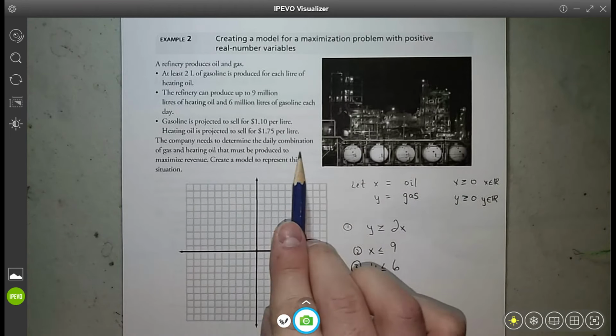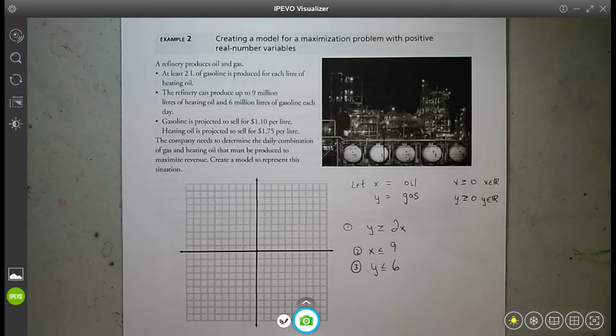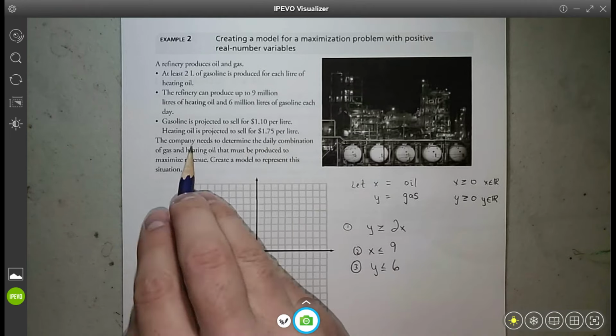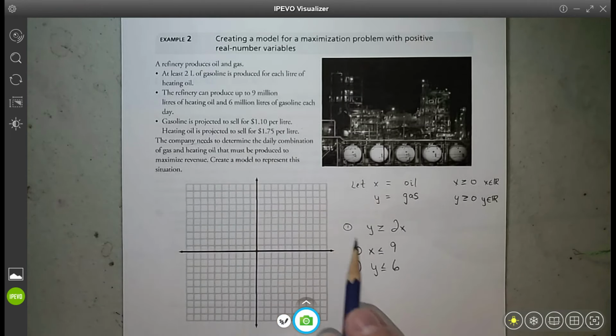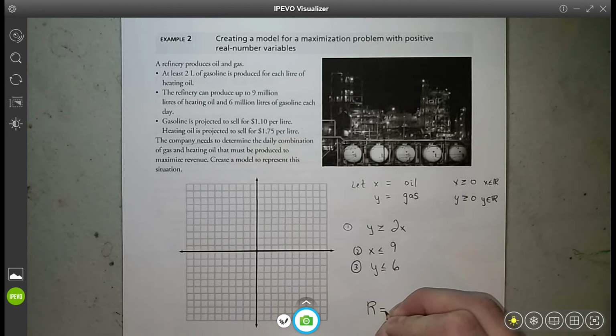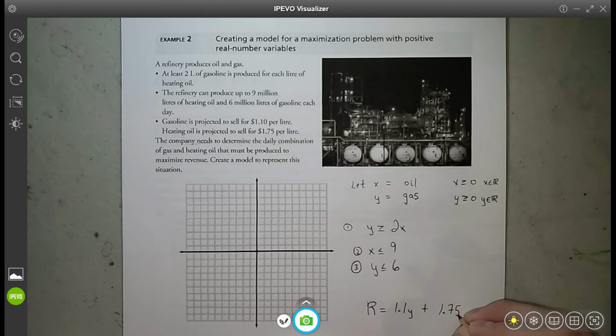The company needs to determine the daily combination of gas and heating oil that must be produced to maximize revenue. So we're given a price per liter. So we are looking at revenue is equal to gasoline is $1.1 per liter. That was Y. And heating oil was $1.75 a liter.